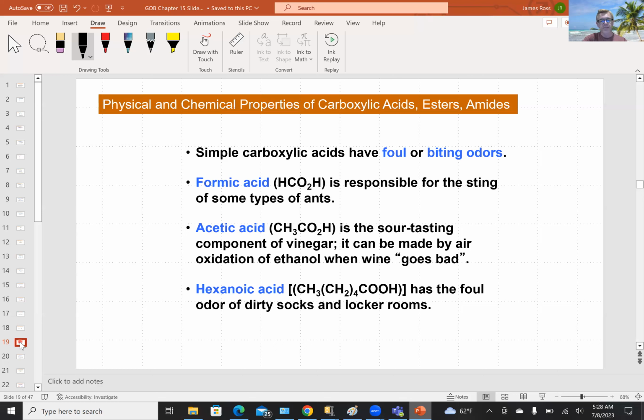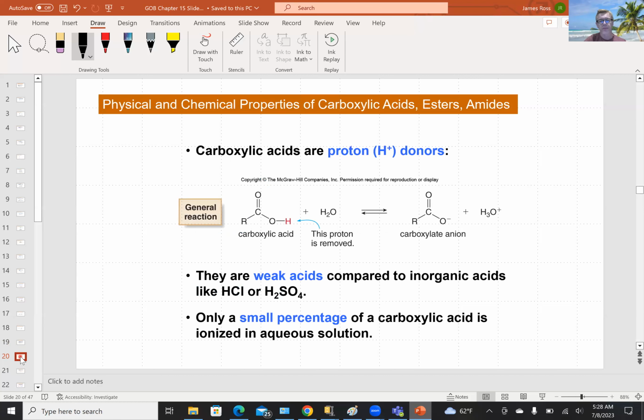This slide is just for giggles. I mean, it has the words dirty sock and locker room in it. So read it, but nobody is going to ask you what chemical has the smell of locker rooms. So moving on.